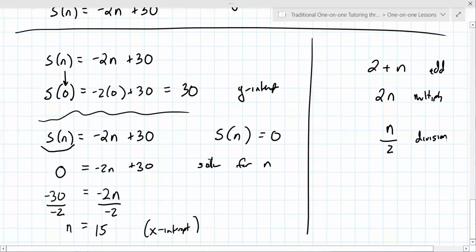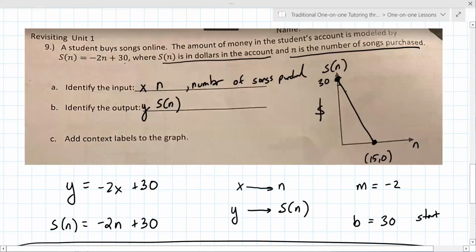Now this is very important when you're graphing. Do not let your line go past the axes. The reason is you can't go negative in either direction. Like you don't have negative songs. That's why it can't go past the 30, and you don't have negative money.